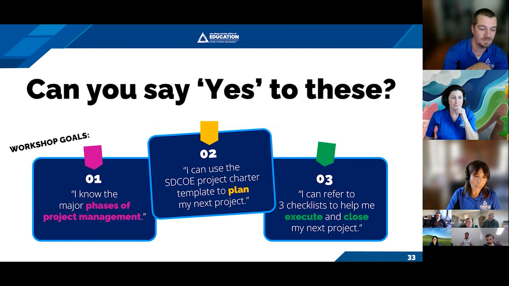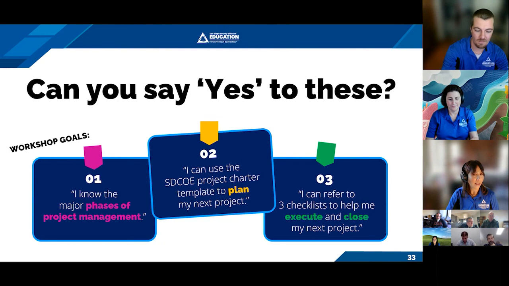Great. All right, taking us home. Our goal of this workshop was that you could say yes to these 3 things. Yes, I know the major phases of project management. We're talking about the core things we talked about earlier, which is planning, execution, and closure. Those are the 3 things you should know, and that there are things that happen within each. Yes, I can use the SDCOE project charter template to plan my next project. And yes, I can refer to 3 checklists to help me execute and close my next project.